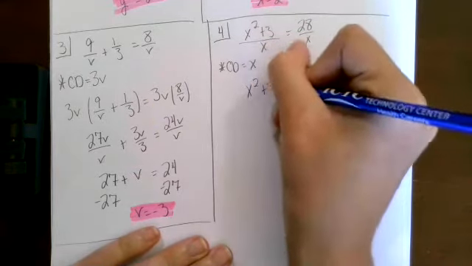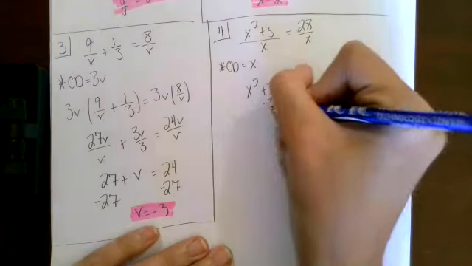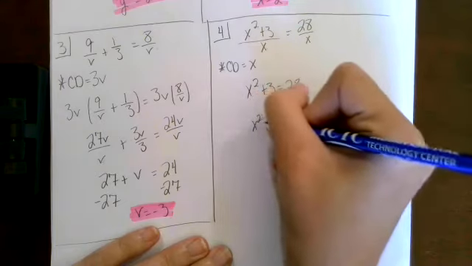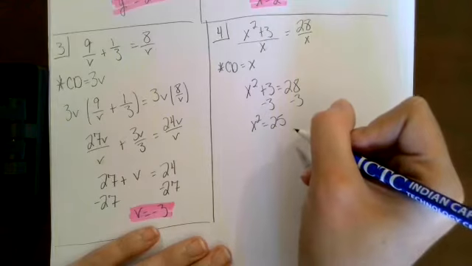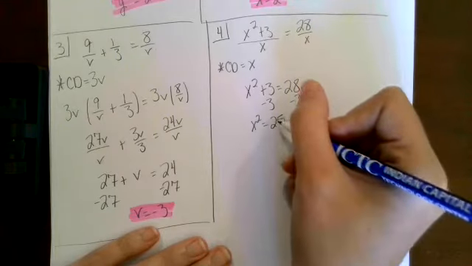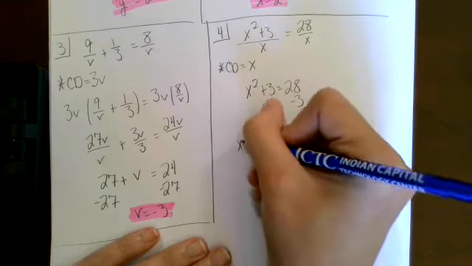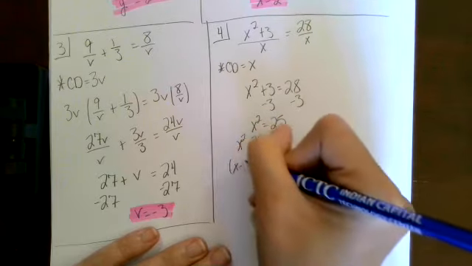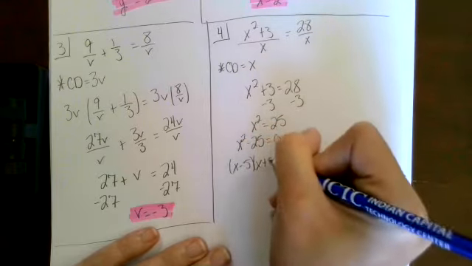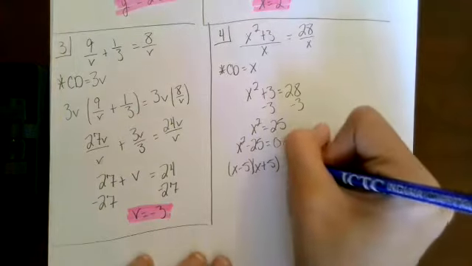x squared plus 3 equals 28. Then we'd subtract our 3. And you can go ahead and solve it right here if you want, or you can move your 25 over and do the difference of 2 squares. Just remember that it's going to be a positive and a -5, because -5 squared is positive 25 and 5 squared is 25.